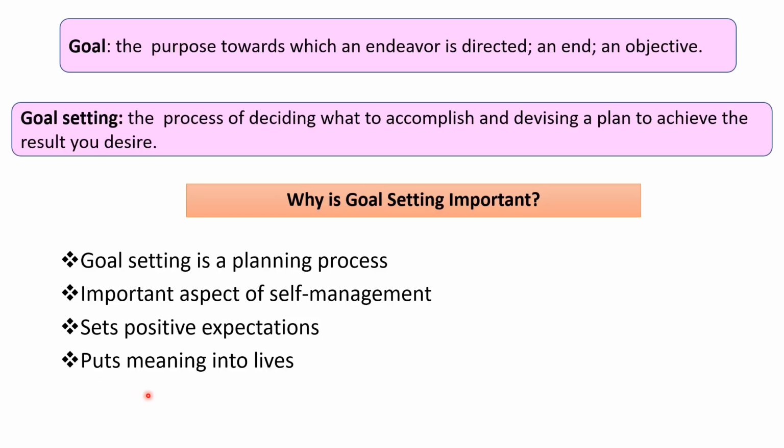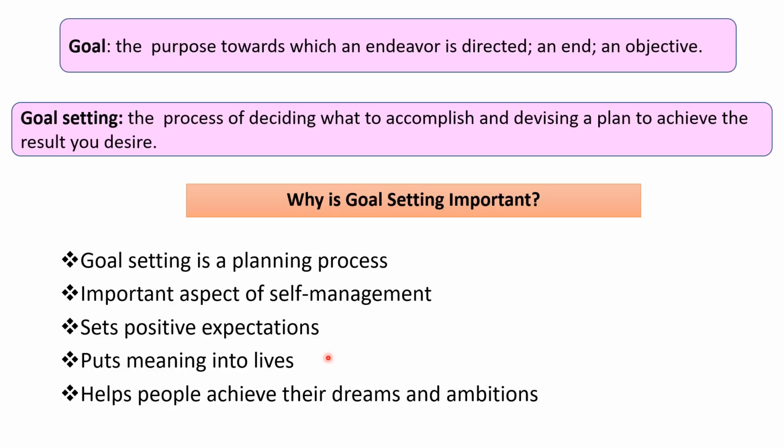Then it gives meaning to your life. Once you have decided to become a doctor, then what happens? It gives some meaning to your life. You become very active in studies. You will decrease your entertainment activities. You'll spend more time in studies. So it gives meaning to your life. Then goal setting will help people to achieve their ambitions and dreams. So this is the importance.